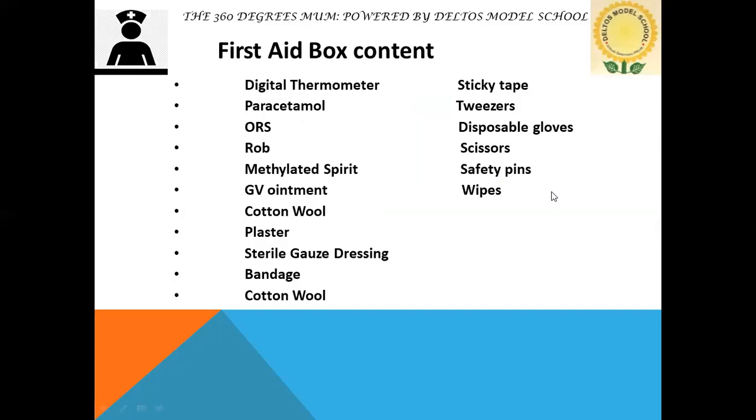We need to have a digital thermometer. That is very important, especially when you have a baby. As she said, you can call a doctor and the doctor will tell you what is the temperature of your child and you say you don't know.